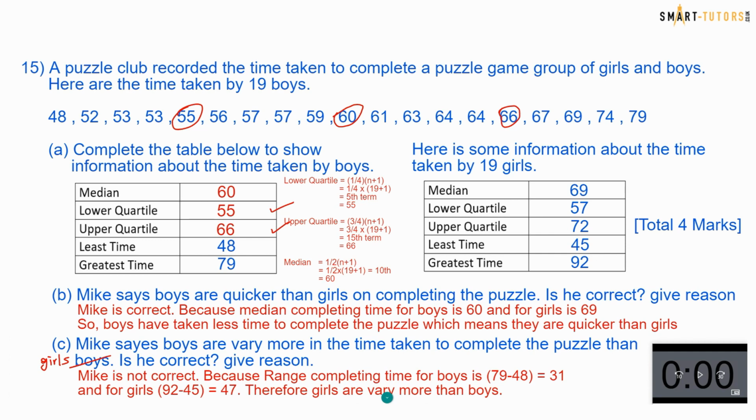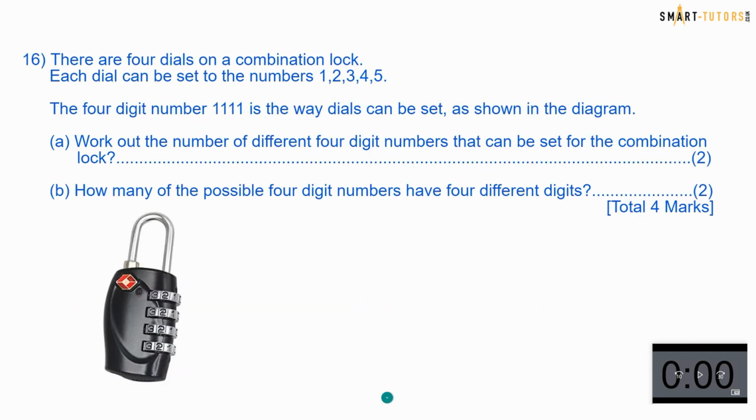Let's move on to question number 16. There are 4 dials on a combination lock. Each dial can be set to the numbers 1, 2, 3, 4, 5. The 4-digit number 1111 is one way the dials can be set, as shown in the diagram. So here 1111 is set, but there are different combinations that can be set on the padlock. We call it a combination lock. Now the first part, work out the number of different 4-digit numbers that can be set for the combination lock.